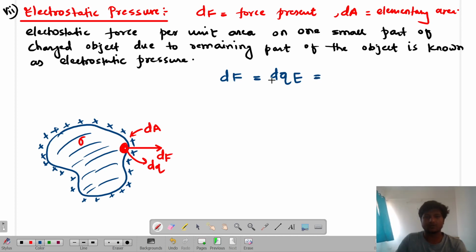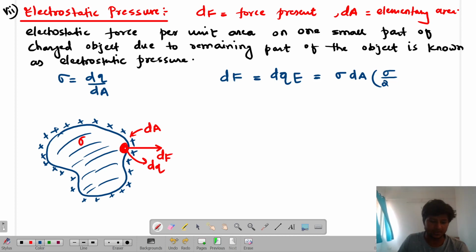Okay. So dq is what? dq is nothing but charge into surface area, isn't it? Sigma is equal to a small charge by a small surface area, into electric field E, which is sigma by 2 epsilon naught.